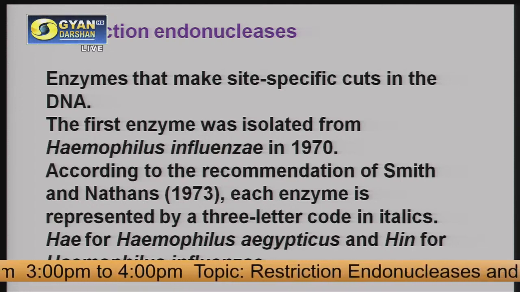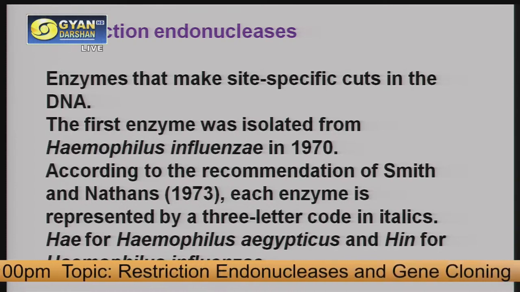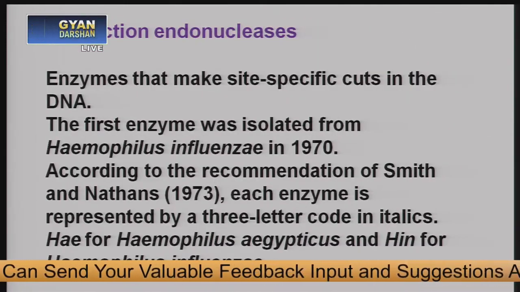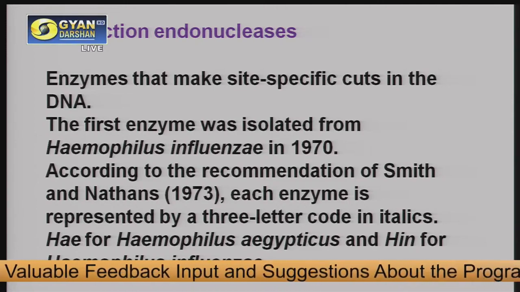So when you write HAE, you have to write it in italics, because it's a scientific name. The name of the bacteria is a scientific name, and therefore the enzyme name is based on that, and therefore it has to be italicized. This is mandatory. So it's a 3-letter code. Any restriction enzyme name is a 3-letter code based on the genus and the species name of that particular bacteria from where you have isolated the enzyme.